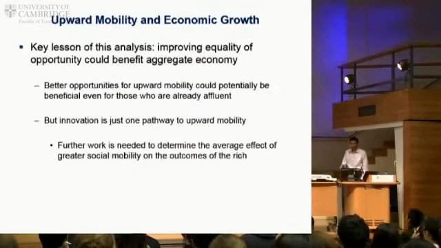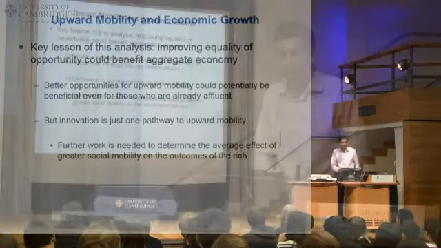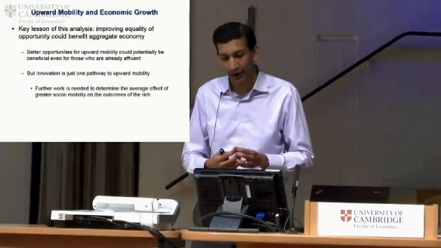So the key lesson of this analysis, just to wrap up, is that improving equality of opportunity could ultimately benefit the aggregate economy, could potentially be beneficial even for those who are already affluent. But I want to emphasize, not overstate the evidence here. Innovation is only one pathway to upward mobility, right? So all I'm saying is that there are some pathways to upward mobility that might not have this zero-sum game type of property that might end up benefiting everyone.